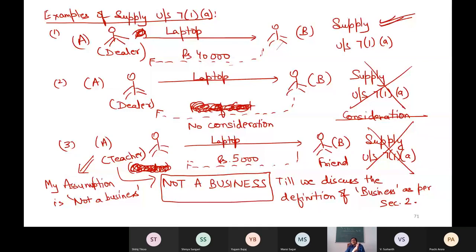For the time being, I simply wanted to show you that if something is not at all a supply under 7(1)(a), don't assume that it is altogether not a supply. Still, we have other two clauses also. Next point. For 7(1)(a), both the things are necessary. It should be for the business and it is for a consideration. Now, next point.